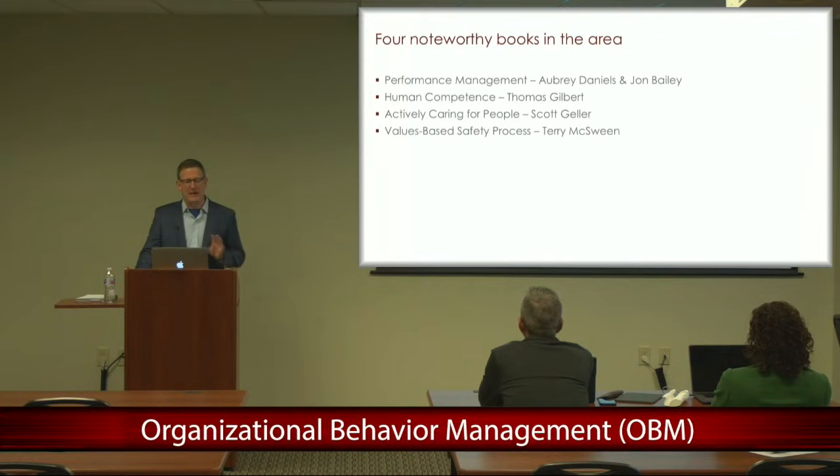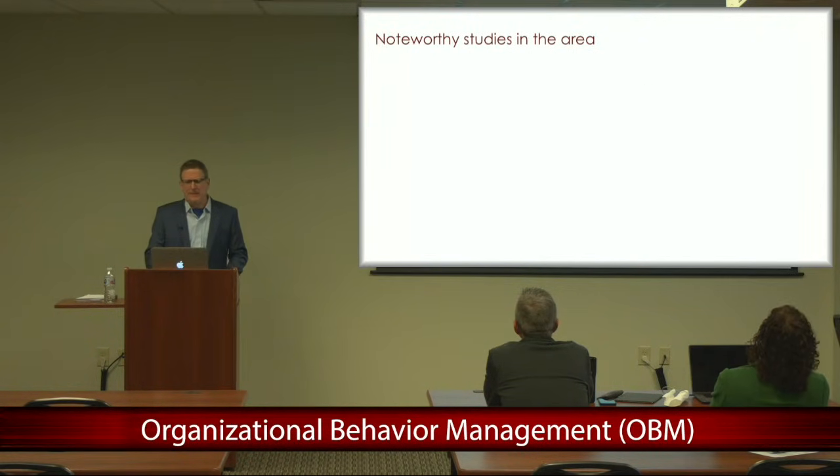Actively caring for people and the values-based safety process are focused on safety. And so if you want to learn more about that, they're both excellent texts on those topics. The values-based safety process is more of a how-to, step by step, so it's kind of a reference book. I have a list of like 50 books that I give out routinely when people want to learn more about this, and I've limited this to 4. I've left off some important stuff, but this would get you a pretty good knowledge of what's out there.